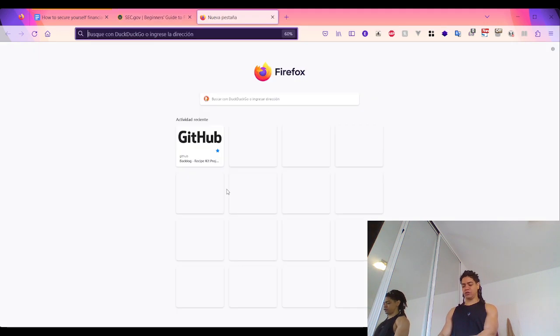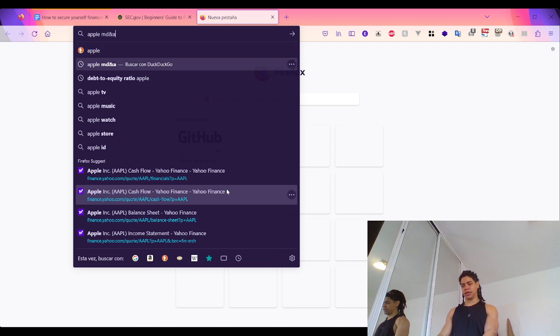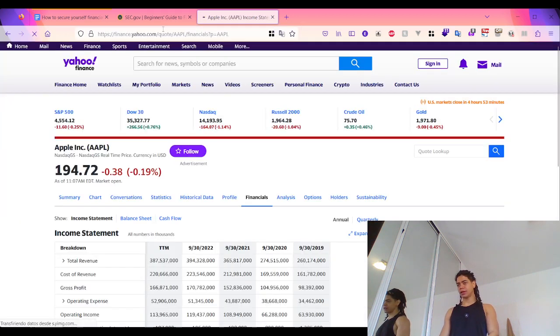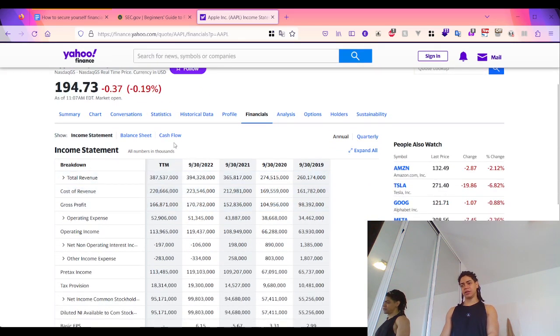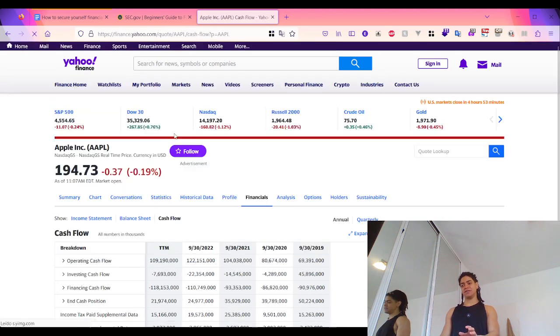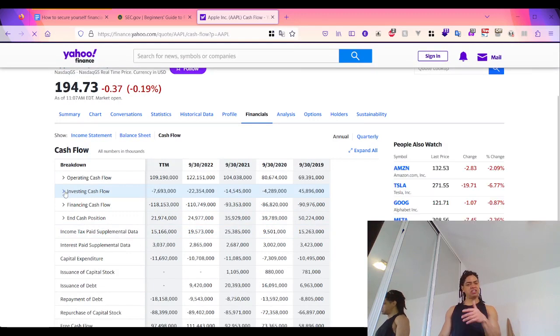If you take a look at the Apple statement here, the second part of the cash flow statement is the investing activities. This generally involves long-term assets such as property, plant and equipment, intangible assets, whether it's patents, trademarks, copyrights, goodwill, trade secrets, customer relationships, as well as investments and leasehold improvements.